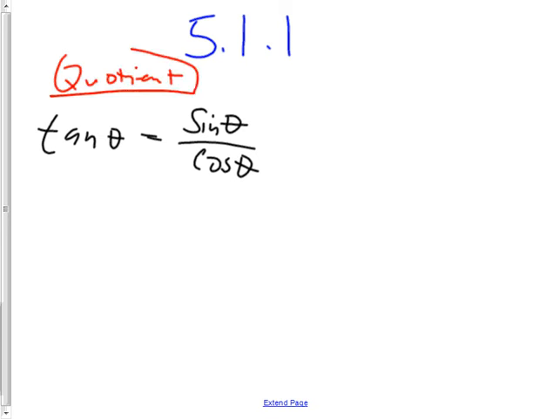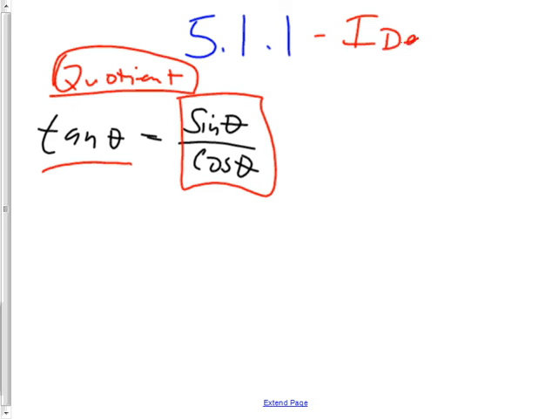All right. So this is one of the quotient identities. The general topic of this is identities. And basically, identities are things that are equal. You know, this guy, like Clark Kent, is Superman. That's his alternate identity. Okay? These are equal. Tangent is sine over cosine. All right, so if you're going to label this, I guess I could call the whole thing identities.